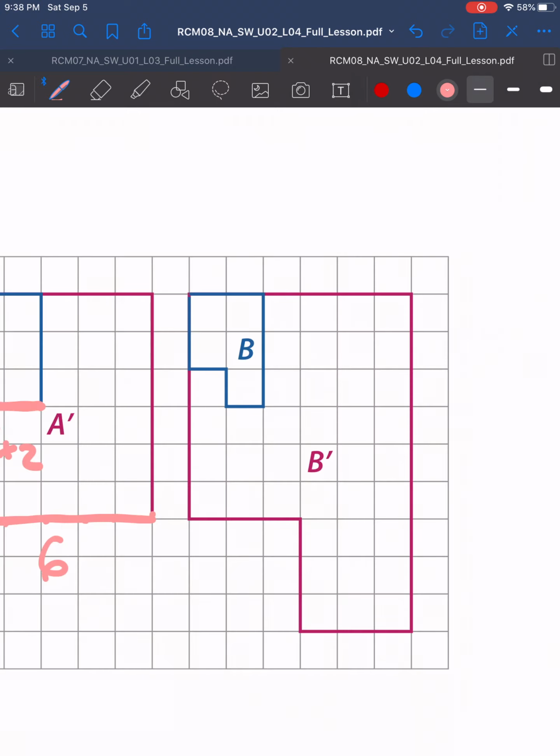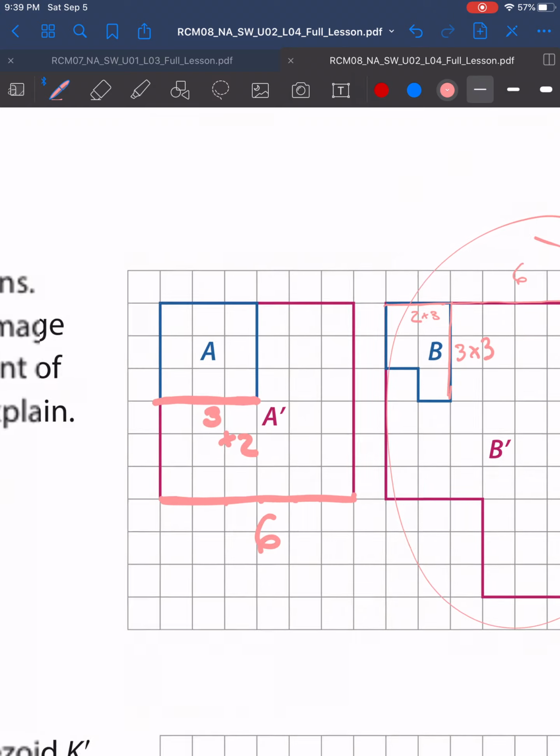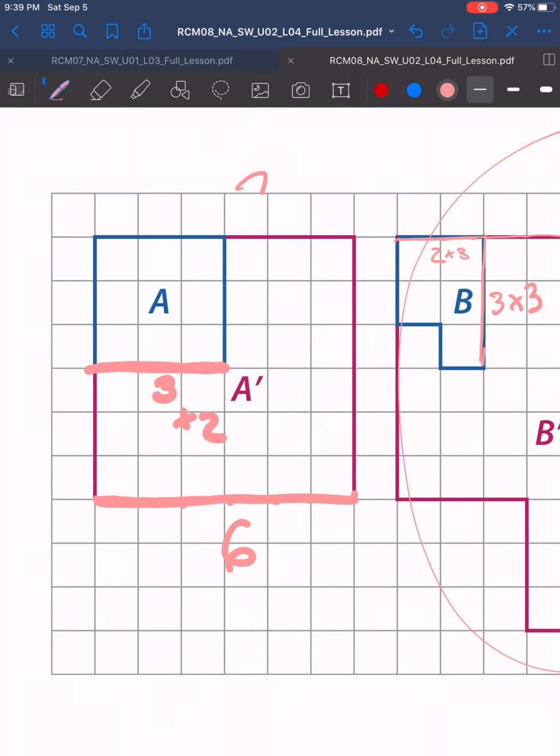And then over here, let's take this side length, so that's a 3. And then this one, 1, 2, 3, 4, 5, 6, 7, 8, 9. I would say that was times 3, but then I'd have to check everything to make sure everything worked out that way. Like this is a 2, and this is 1, 2, 3, 4, 5, 6. 2 times 3 equals 6. That works. Okay, perfect. So this one's scale factor is a 3. This one's scale factor is a 2.